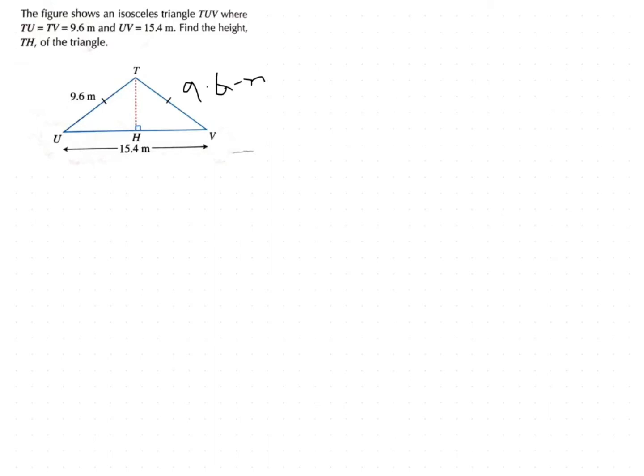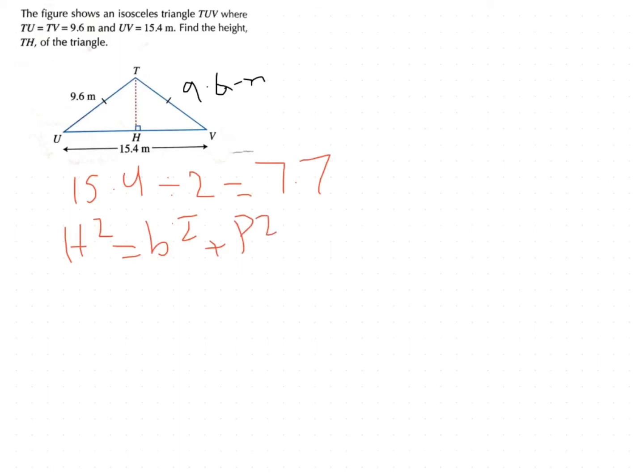We are given the base, but it's the total base of both triangles. So first of all, we have to divide 15.4 by 2 for getting the base of one side, and it would be 7.7. Now we can easily find the value of TH. H square equals B square plus P square. Next, 9.6 square equals 7.7 square plus TH square.